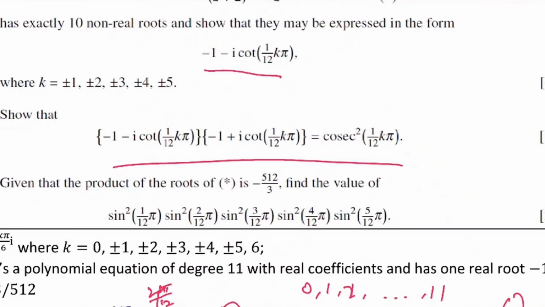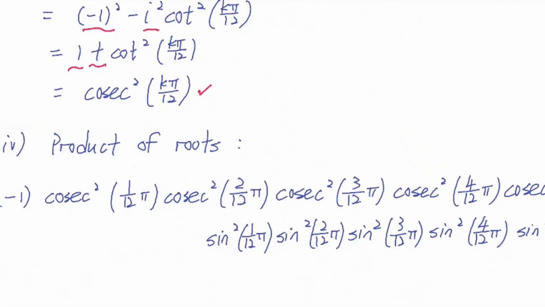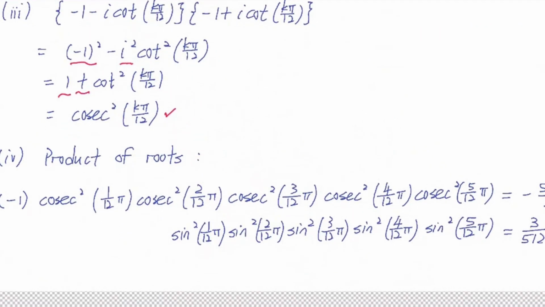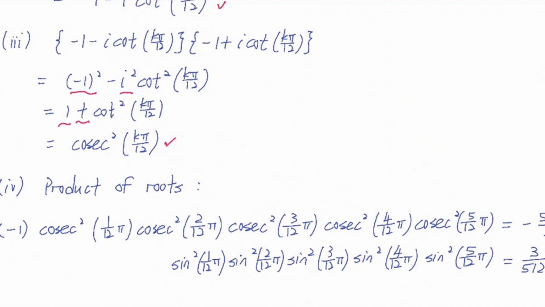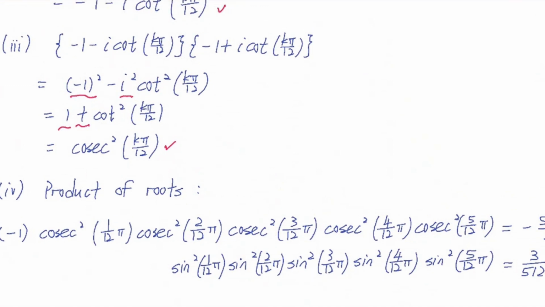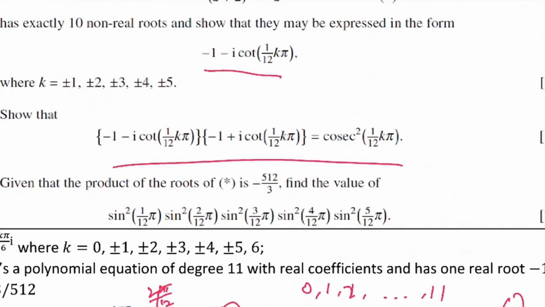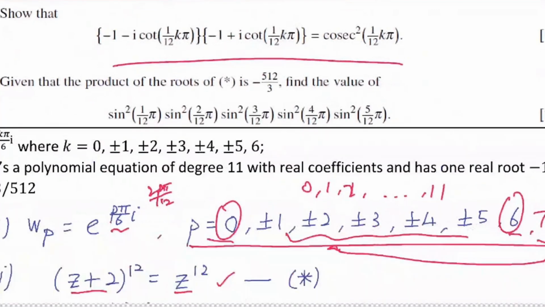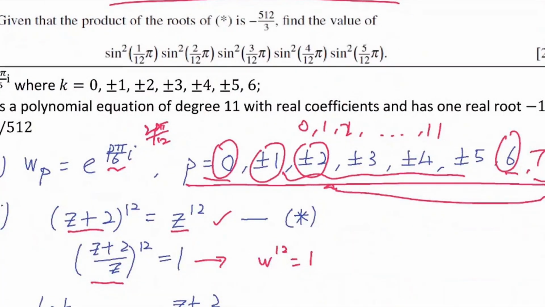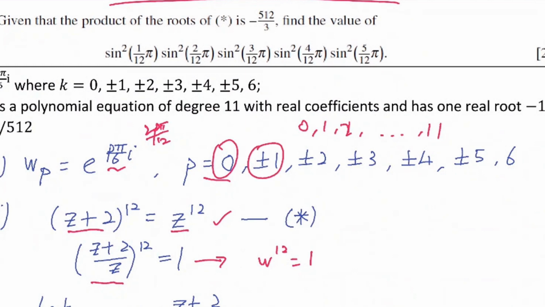And then for the last one, given that the product of the roots is negative 512/3, find the value of this sine squared of pi over 12, and so on. So how do we get that? We are considering the product of the roots. In the case of the product of the roots here, negative 1 is one of the roots. And for the other roots, they have the value of p here, which is all the plus minus of this 5 here, and this 5 here.